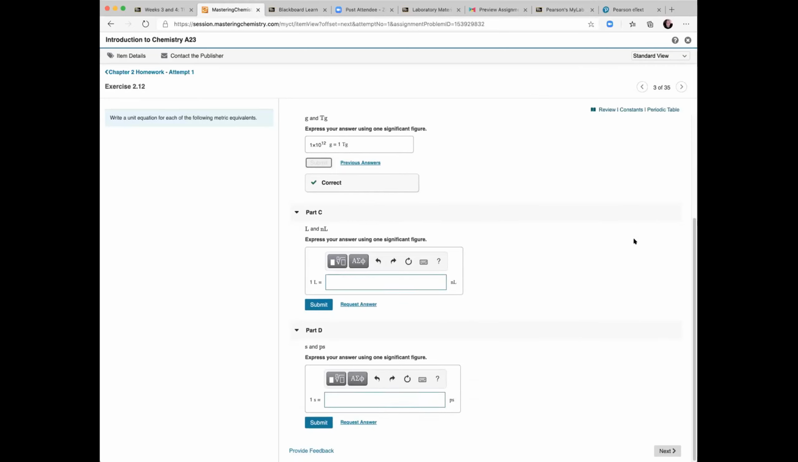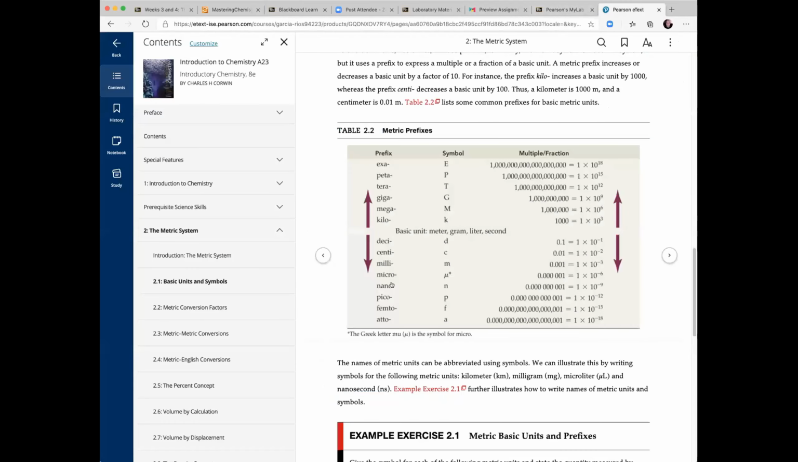So let's take a look at this one. This one is interesting because now we're using a small unit, the nano again. So let's go back to the table. And we see that nano is much smaller than the base unit. 1 times 10 to the negative 9 meters is 1 nanometer.